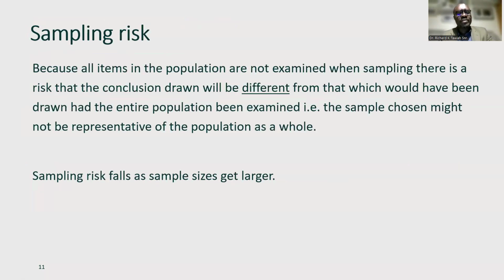So like I said, sampling risk: because all items in the population are not examined when sampling, there's a risk that the conclusion drawn will be different from what would have reasonably been drawn had the entire population been examined. That is, the sample chosen might not be representative of the population as a whole. So sampling risk falls as sample sizes get larger. If you increase the sample size, the sampling risk drops.